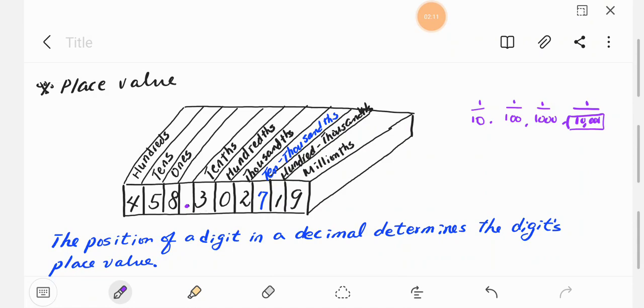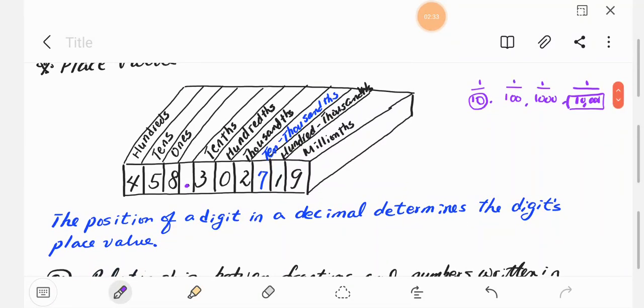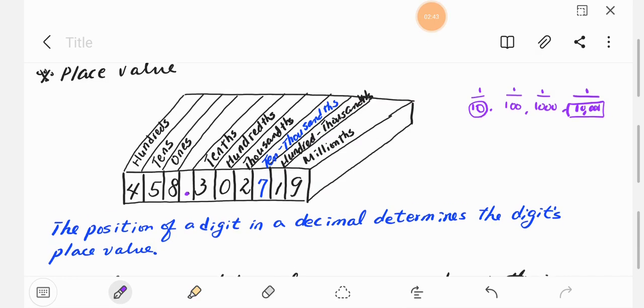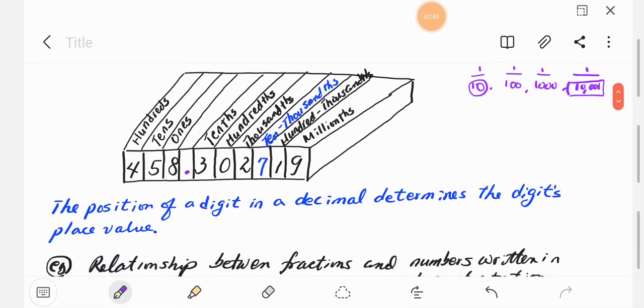So you can read a number just like a whole number, and the whole number part is written in the numerator, with the place value in the denominator. The next one is hundred-thousandths, and then millionths. So the position of each digit in this decimal determines the digit's place value.